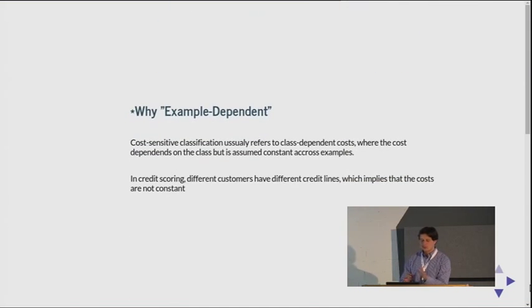Very important, first, why example-dependent? When you talk about cost-sensitive classification in machine learning, in the more general data mining literature, you are going to find that it is referring to class-dependent cost. So cost-sensitive usually means that you have a different cost between the false positive and false negative. And the reason I make the distinction example-dependent is because I'm not assuming that the difference in cost is constant. I'm saying that cost is going to depend on each customer in the case of credit scoring. As I said before, in credit scoring, different customers have different credit lines, which implies that the costs are not constant.